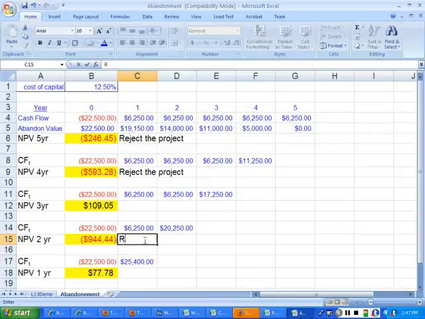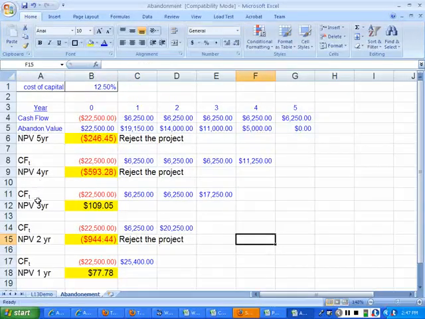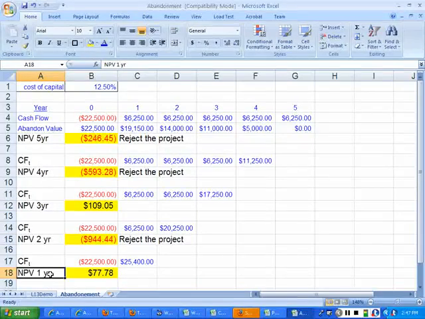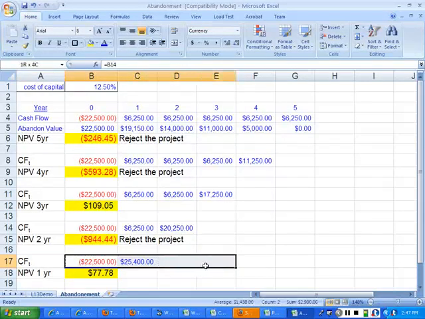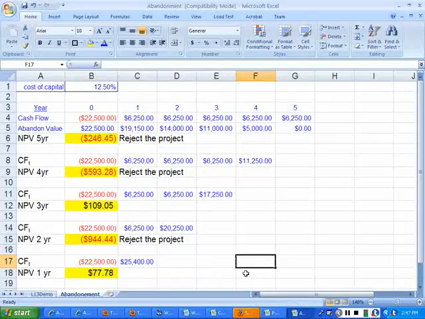While we would reject this one, we have a dilemma in the case of the 3-year project and the 1-year project. And the dilemma is this. These are projects with unequal lives. So what we want to note is that abandonment is an unequal life project. And we've shown 2 different ways in which you could solve this.